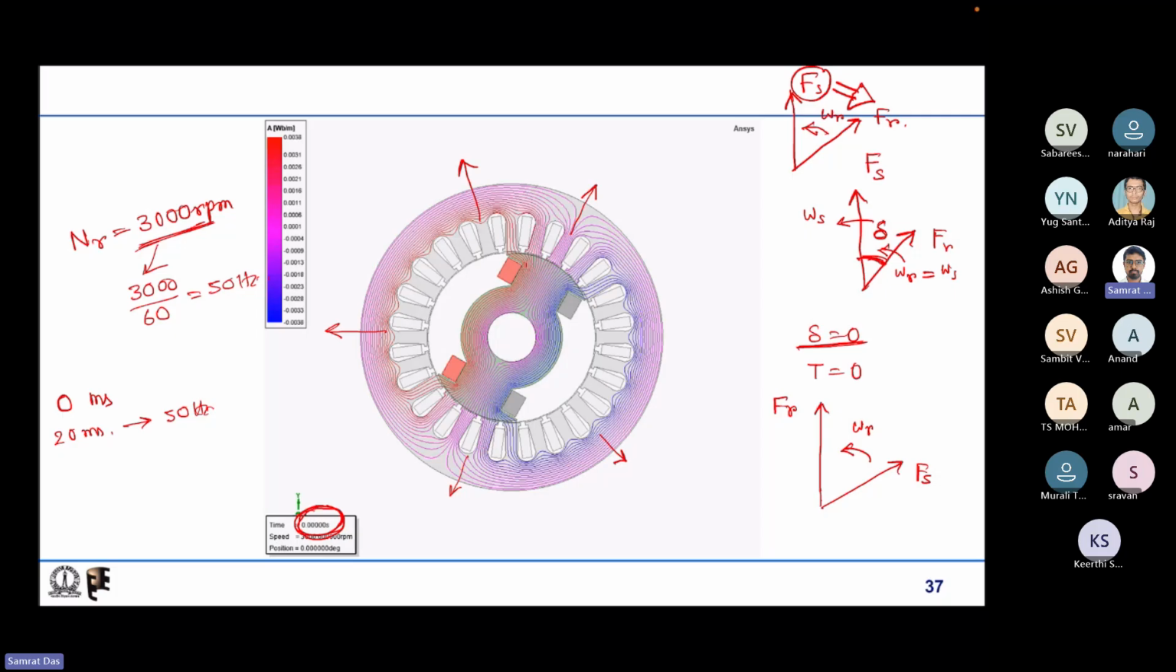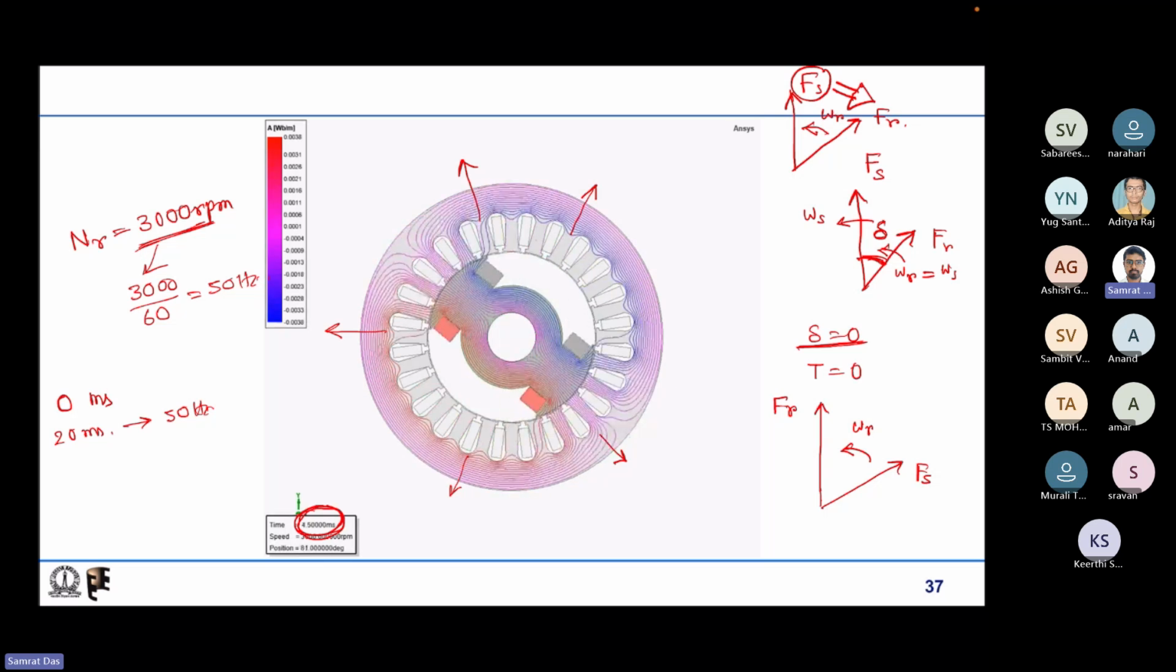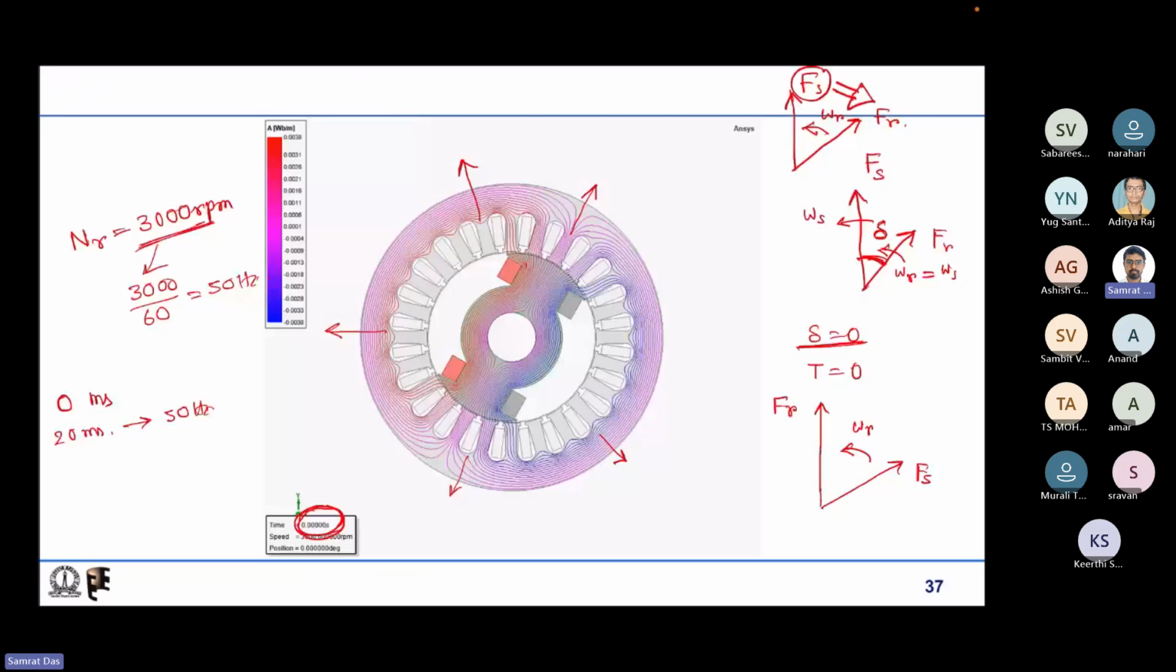Now you may ask, if something is rotating, how can we inject current, how can we make an electrical connection to it? So I'll give a brief demonstration of that by drawing some pictures.